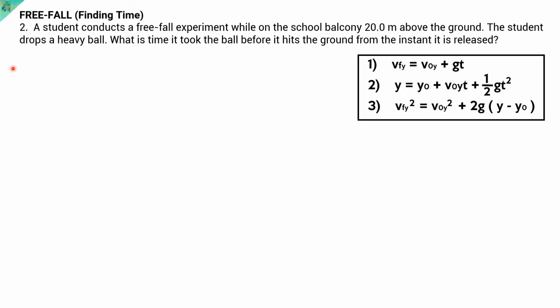Okay, for our next problem, let's read. A student conducts a free fall experiment while on a school balcony 20 meters above the ground. If the student drops a heavy ball, what is the time it took the ball before it hits the ground from the instant it is released?